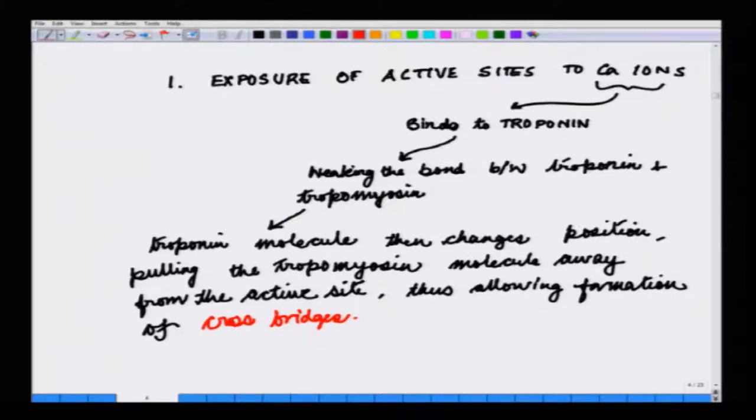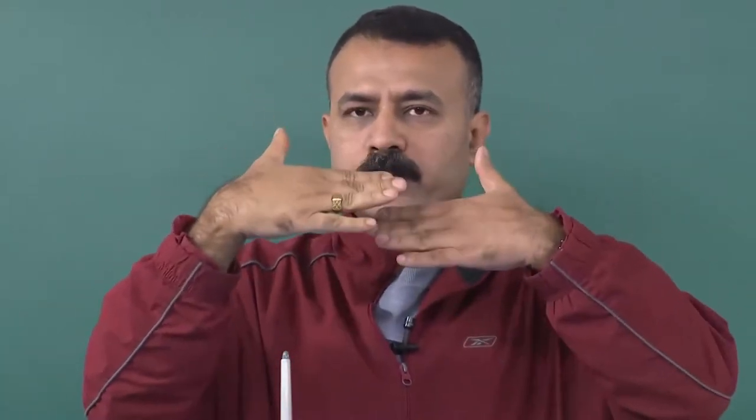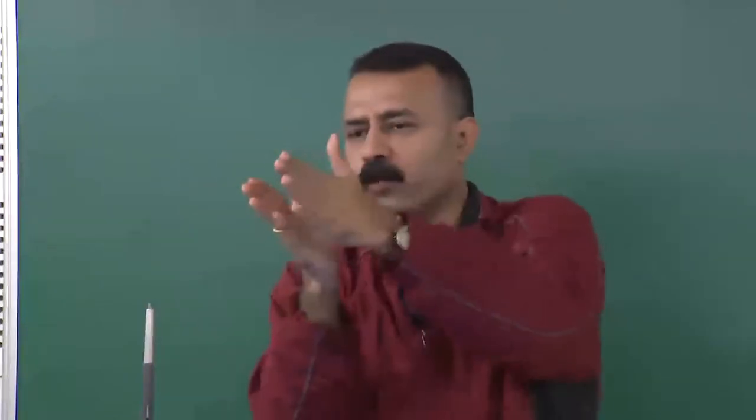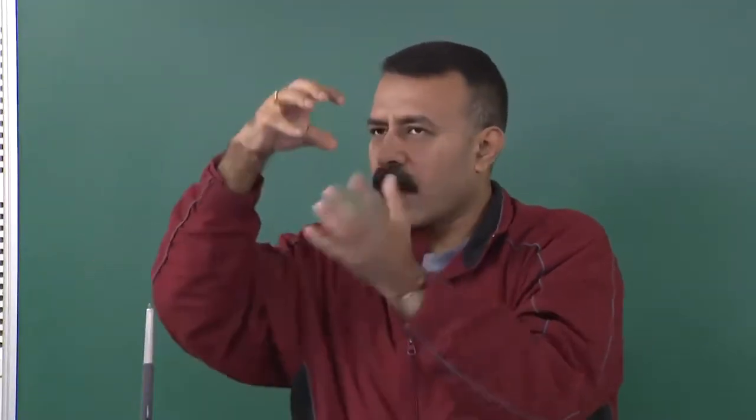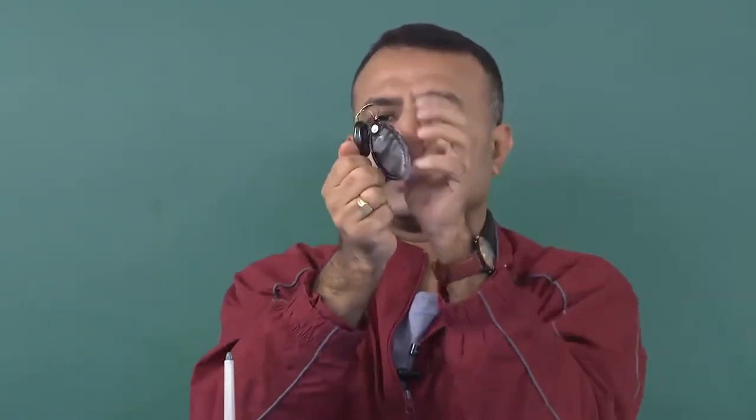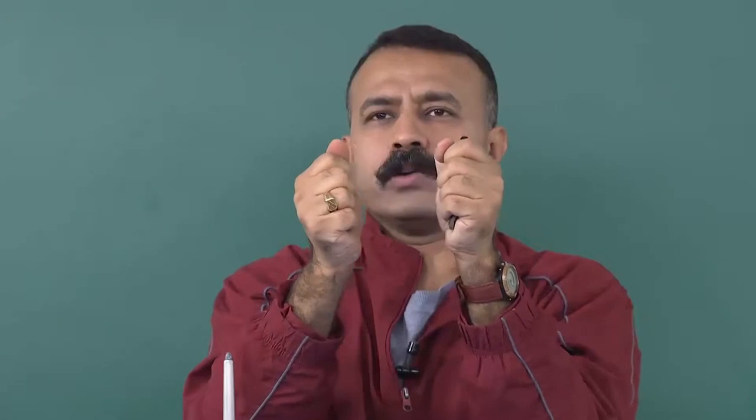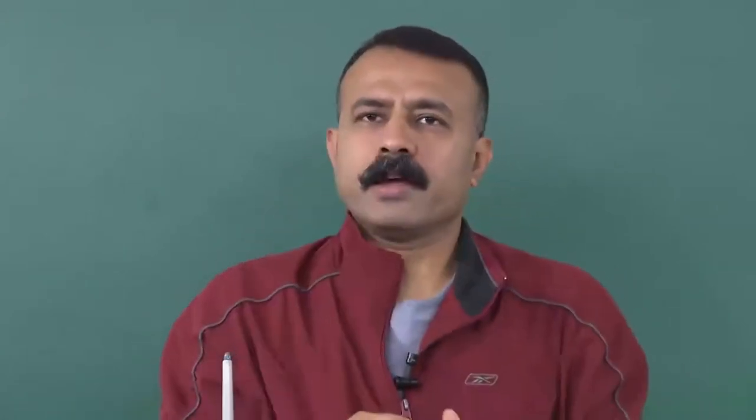Let us summarize what is happening in step 1. Calcium ions get in among those sliding structures and weaken the bond between troponin and tropomyosin. The active sites are normally not exposed, because on top of the active sites you have the troponin and tropomyosin sitting like this. As soon as the calcium comes, it weakens the bond and it separates out, thereby exposing the active site. And this active site is the binding site, which will be our step 2.